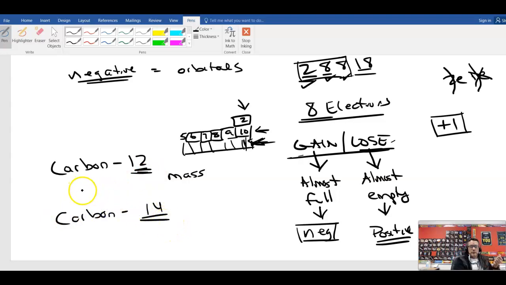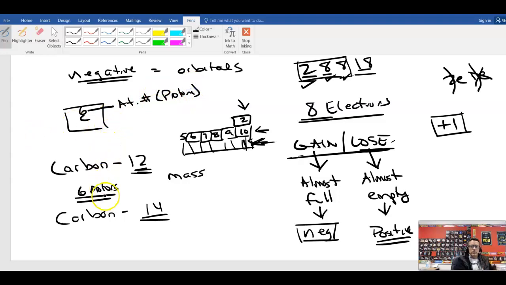Now, how are they similar? They both have 6 protons. Now, again, how in the world would we know that? Well, the periodic table for carbon has a 6 at the top. And remember, by definition, that 6 is the atomic number, which tells us the number of protons. So no matter what version of carbon we have, it's going to have 6 protons. So what's different between these two is that they have different masses.